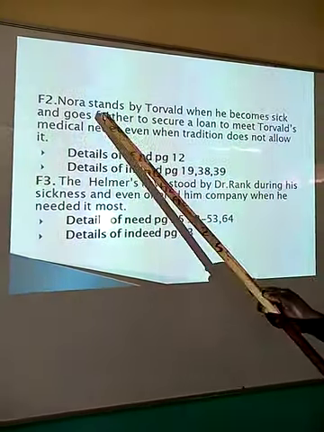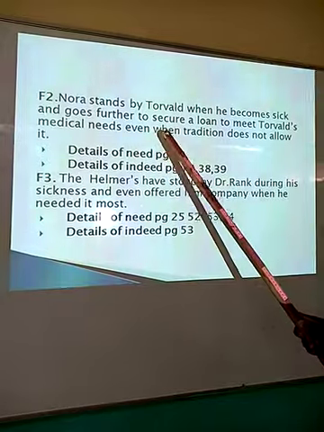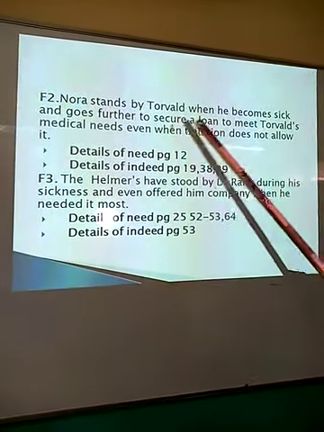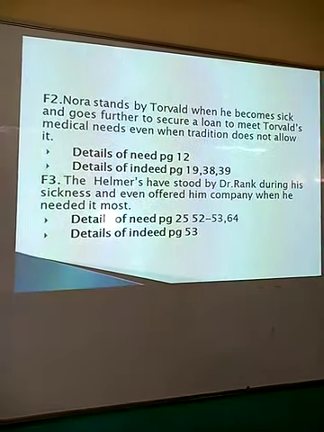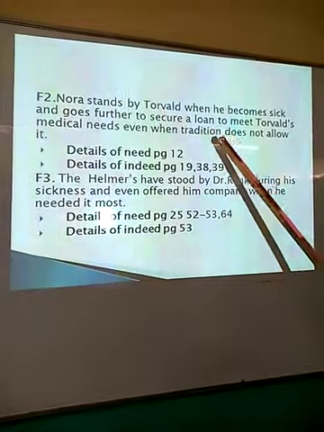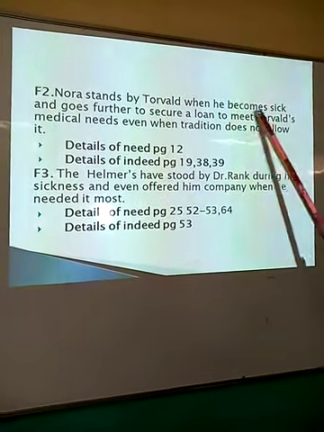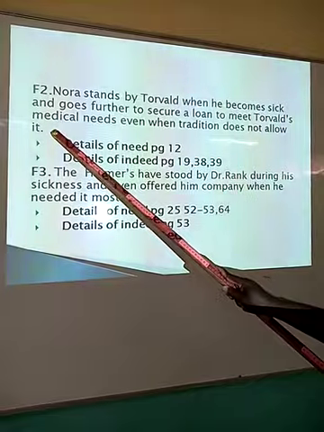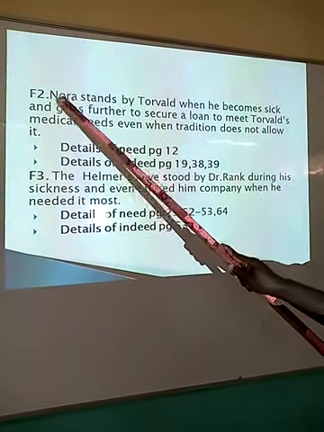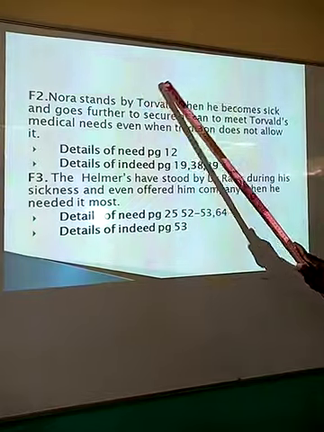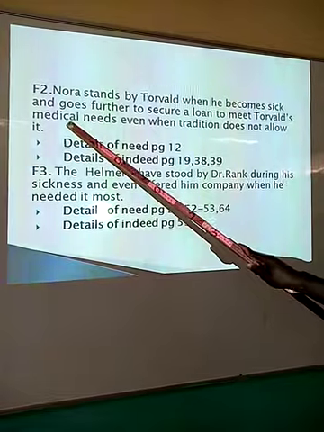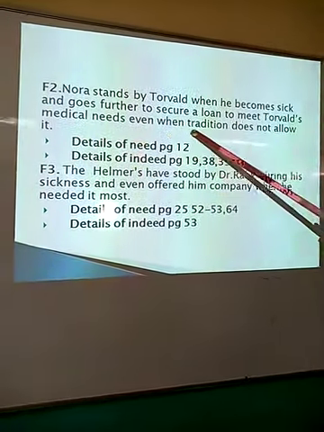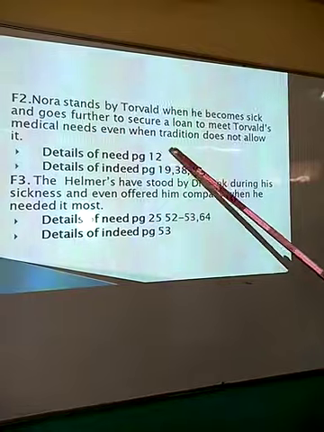In F2, again Nora stands by Torvald when he becomes sick and goes further to secure a loan to meet Torvald's medical needs, even when tradition does not allow it. That answers the question. We can see who is in need. Torvald. What is the need? Poor health. How does Nora come in? Nora comes in by supporting Torvald in whichever way, including securing a loan so that Torvald's medical needs are catered for. The details of the need are here.